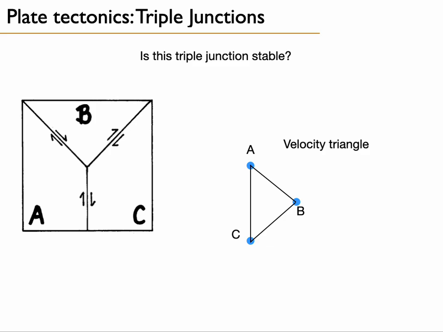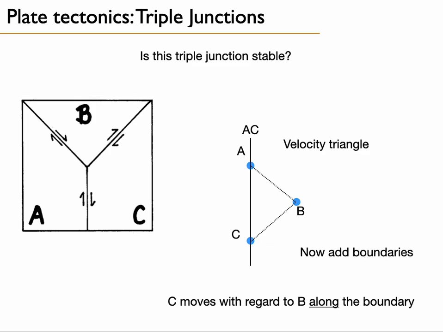We construct the triangle that links the points. And now we will add the plate boundaries with the angle here. You see that the plate boundary that separates A and C is a straight line. So it goes along the face of the triangle. C moves with regard to B along this boundary. So you see it's a bad start already.